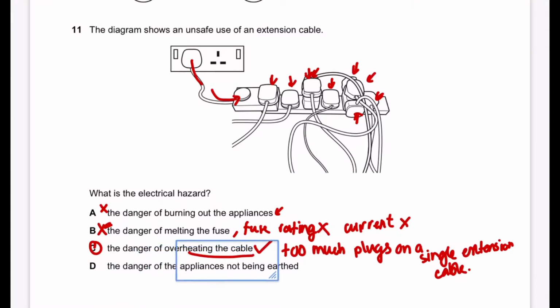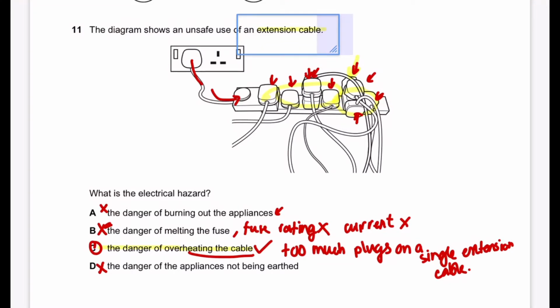The danger of appliances not being earthed. Normally when we see a 3-pin plug, we can safely assume that there's an earth wire. There are some exceptions, but normally there is an earth wire. So we shall rule out option D. So the answer is C. It has to do with overheating the cable, too many plugs or unsafe use of extension cable, sorry.